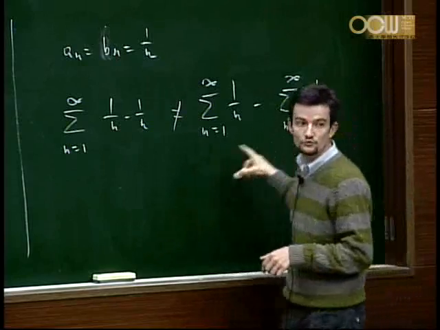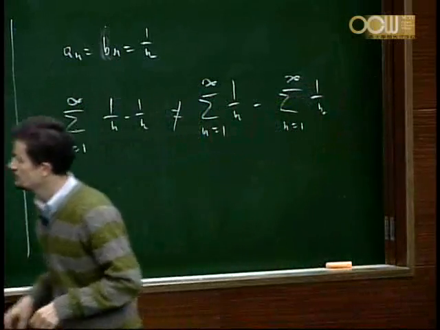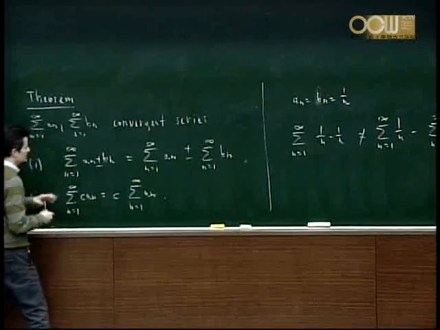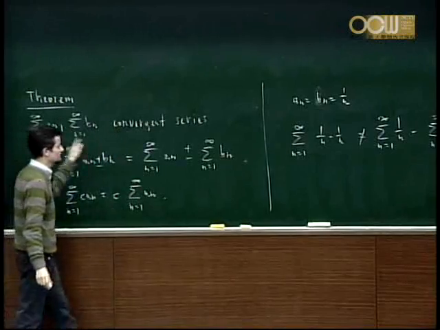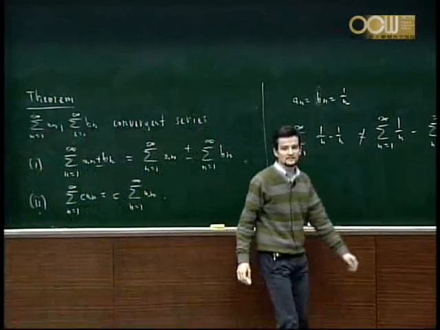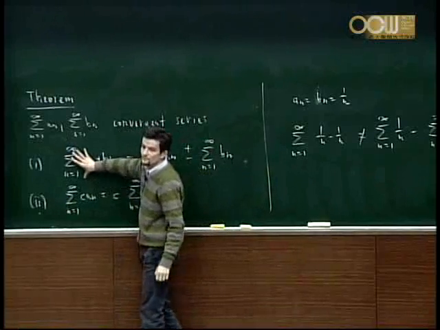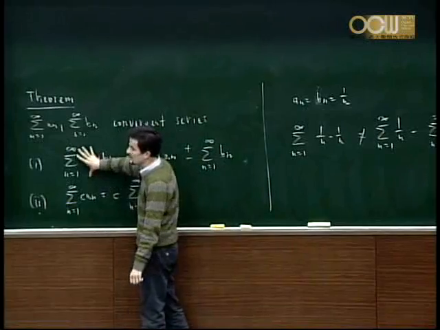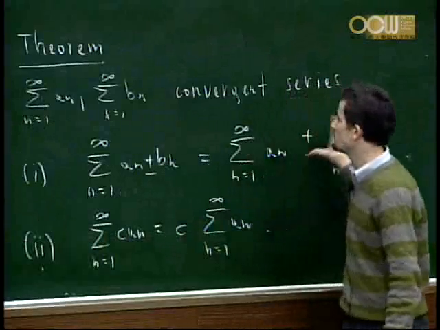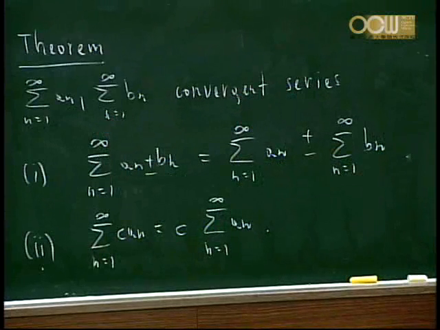Because those two guys are both divergent. Okay, so this relation here just holds under the assumption that those two series are convergent, and you should read it like, okay, if this series is convergent and this series is convergent, then this series is convergent as well, and the sum of this series is given by the sum of the values of those two series. You should read it like this.